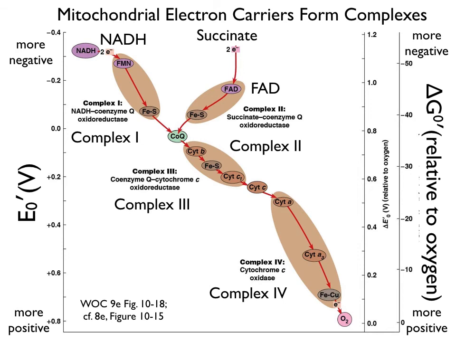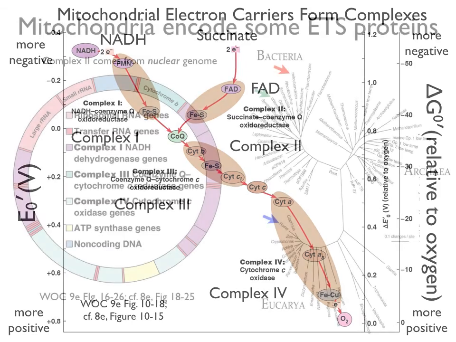So it turns out that it's probably worth thinking about where these proteins come from. The nuclear genome, the DNA within the nucleus of eukaryotic cells, encodes some of the proteins that end up in the electron transport system in the mitochondrion. But you'll remember that mitochondria have their own genomes, and we said that was one of the pieces of evidence for the endosymbiosis hypothesis.